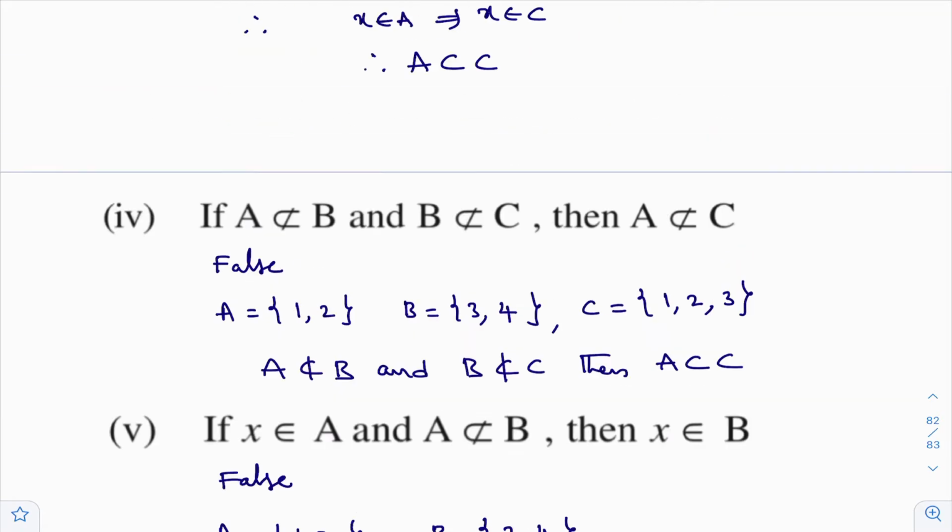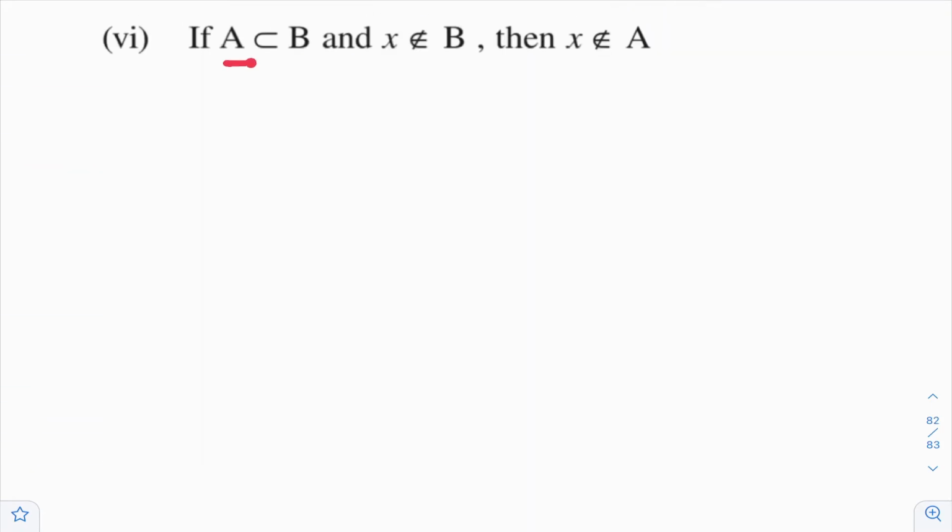Now we'll move to the sixth bit. You observe the sixth bit. A is a subset of B. X does not belong to B. Then X does not belong to A. Actually, this statement is true. When it is true, proving this is a little complicated. I cannot give an example. I need to prove this.